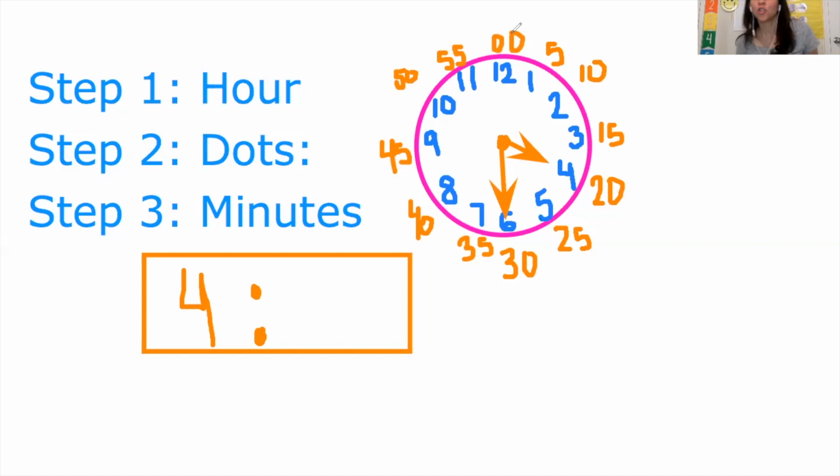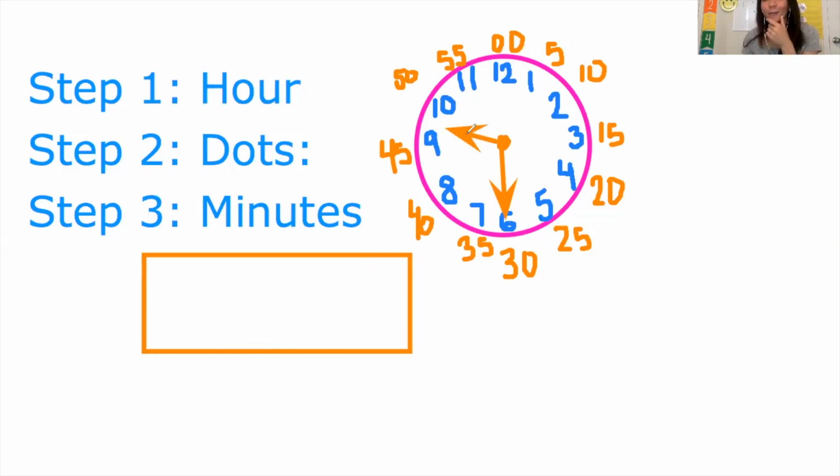All right, so how many minutes have passed when the long hand is pointing to the 6? 30. So it's 4:30. The time is 4:30. Another way of saying this is that it's half past 4. The reason people say half past is because it's halfway around the clock.